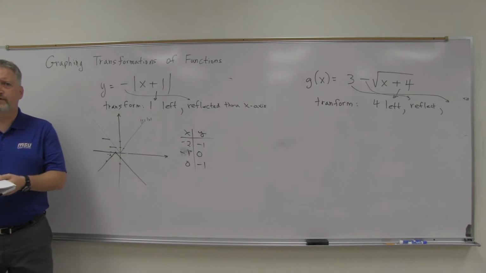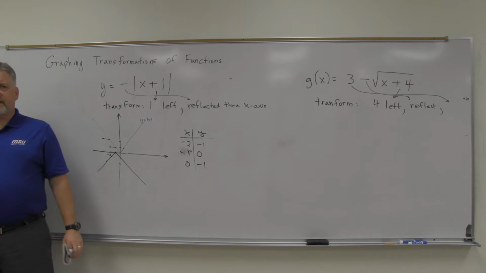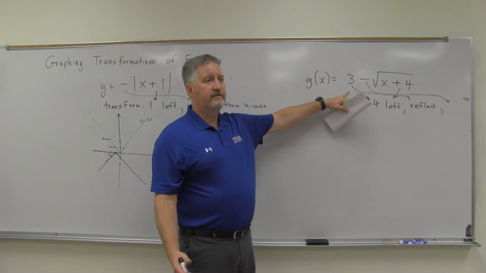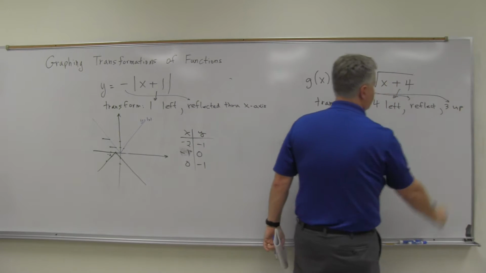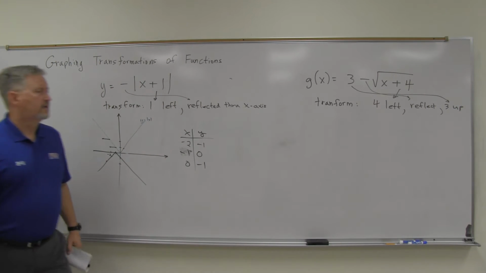Why is it up 3? It's on the outside, and it's a positive. Even though it doesn't say plus 3, it is a positive 3 right there, and it's on the outside. Oh yeah, you're right. So the transformation is 4 to the left, then a reflect, and then 3 units up.